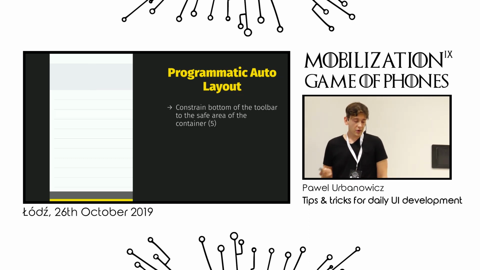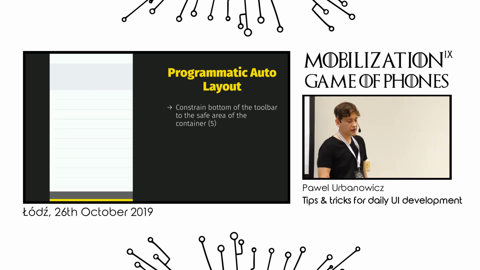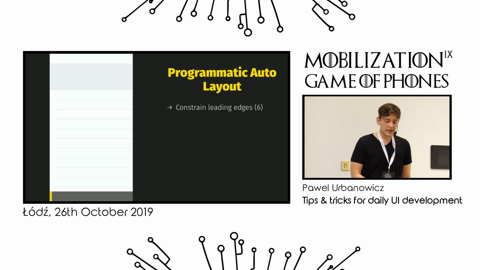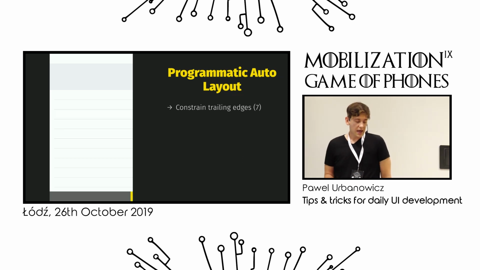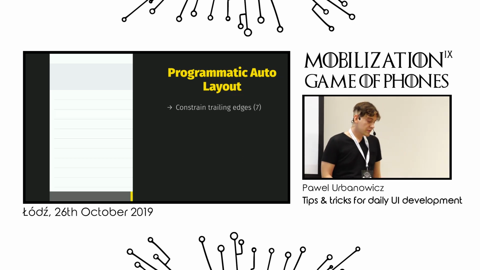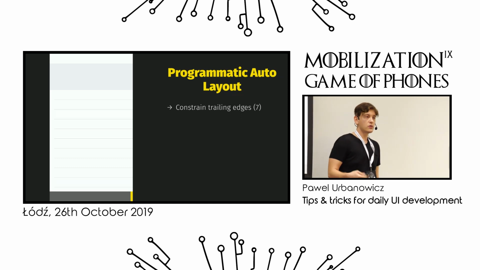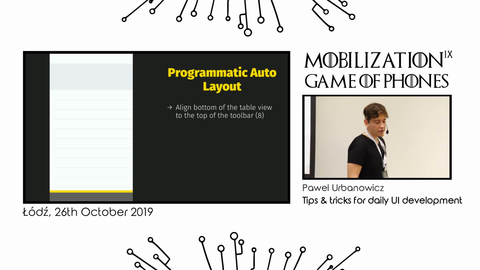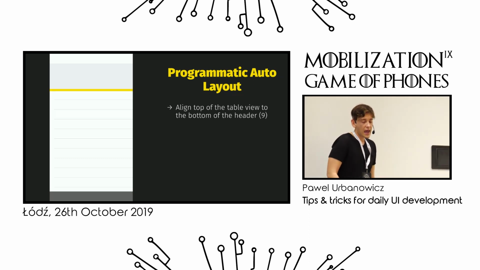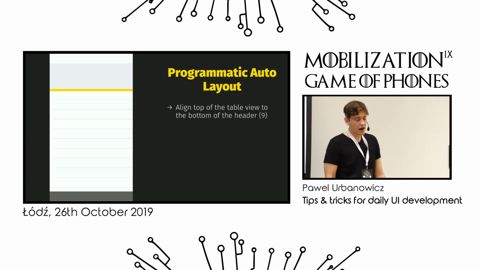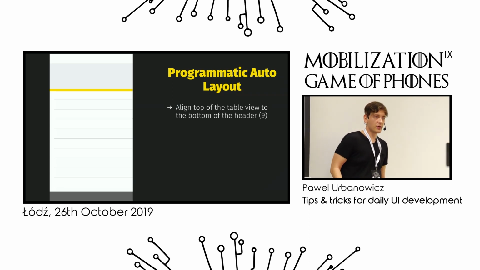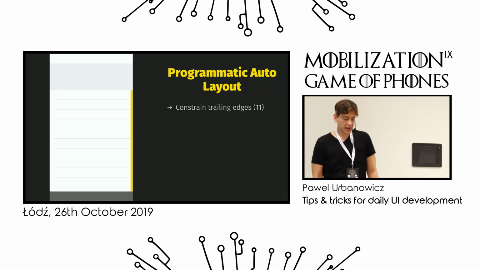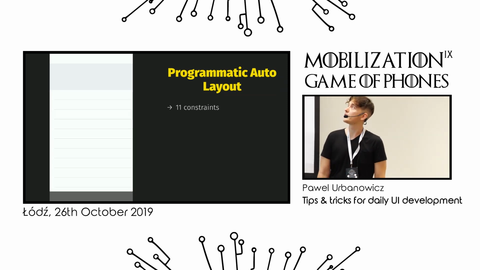And then I'm going to constrain the toolbar. I'm going to constrain the bottom of the toolbar to the bottom of the safe area. Then I'm going to constrain the leading edges. Then I'm going to constrain the trailing edges, so that's 7 already. And then I'm going to switch to the table view to place it between the elements. So right now I'm going to align the bottom of the table view to the top of the toolbar, and then I'm going to align the top of the table view to the bottom of the header extension, and then I'm going to finish with leading edges and trailing edges, so that's 11 constraints in total for such a view.